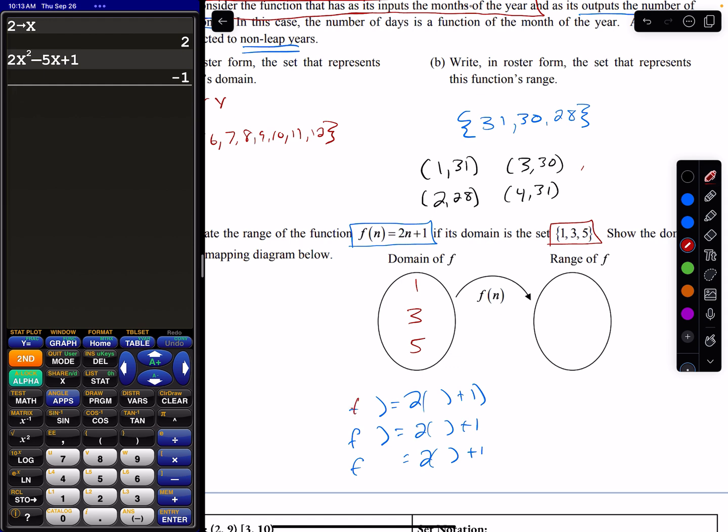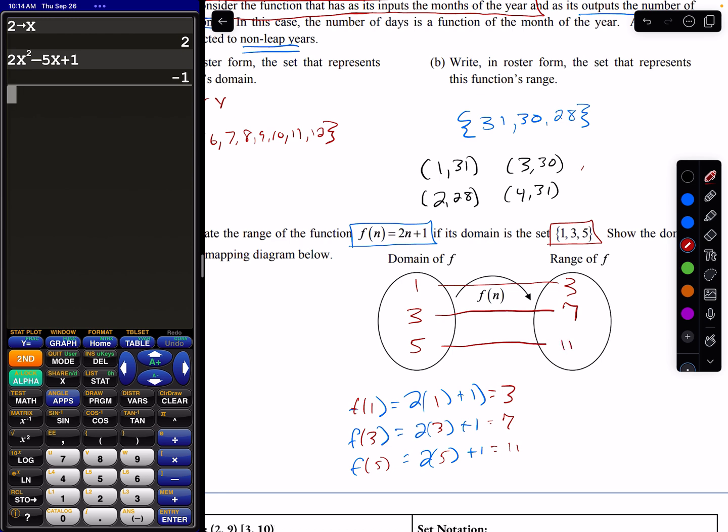Okay, so f of 1, f of 3, and then f of 5. So 1, 3, and then 5. So f of 1 is 3. So 1 goes to 3. So if I substitute 3 in, 2 times 3 is 6 plus 1 is 7. So 3 goes to 7. And then 5, 2 times 5 is 10 plus 1 is 11. And then I'm going to get 11 in my range.